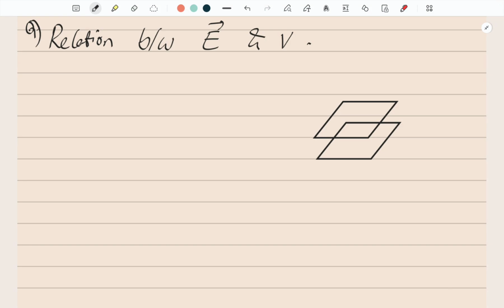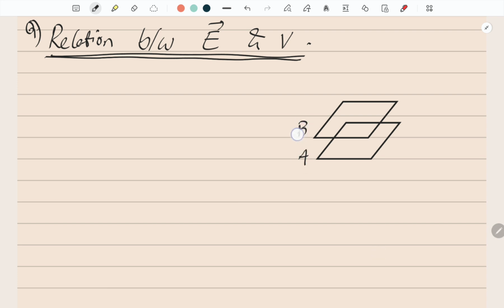Alright, let's move on to the next question. A very important question, asked n number of times, almost in every single PU board paper for Karnataka. The relation between electric field and electric potential. A very commonly asked question. So let us see what we have to learn here.